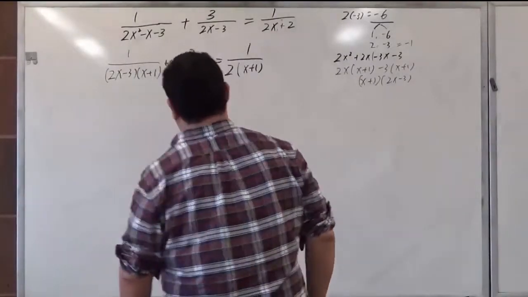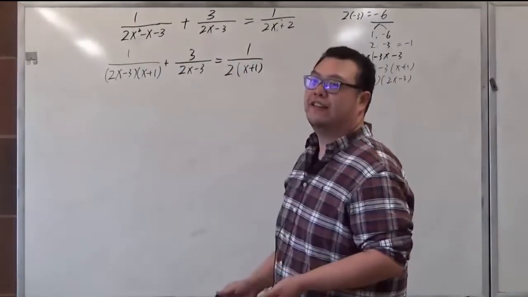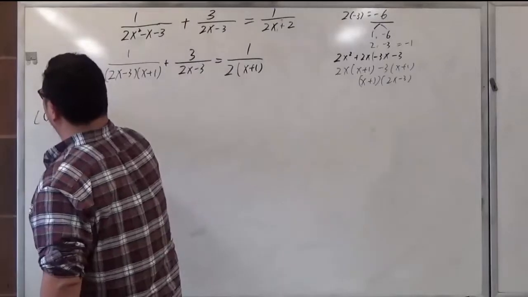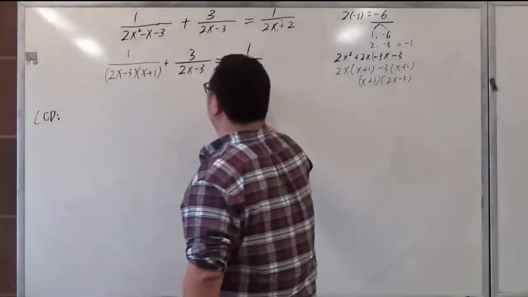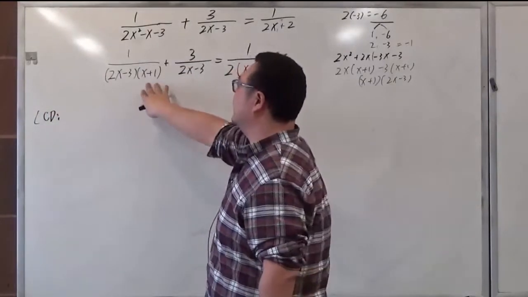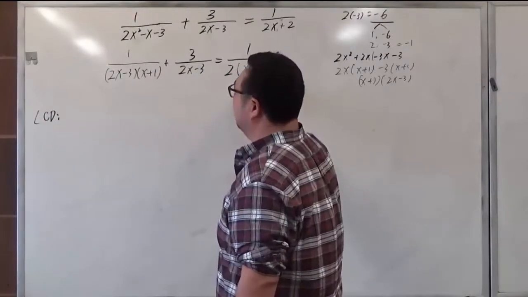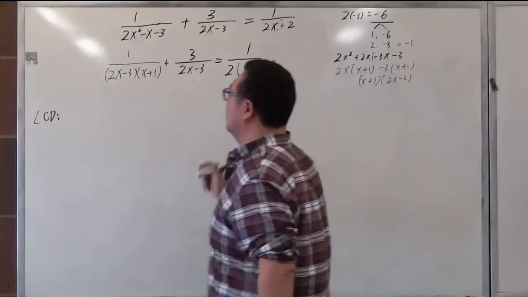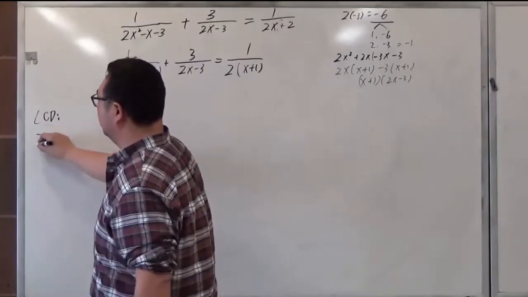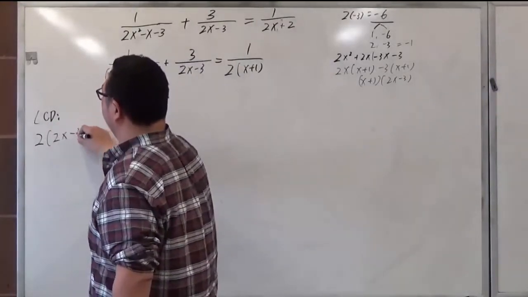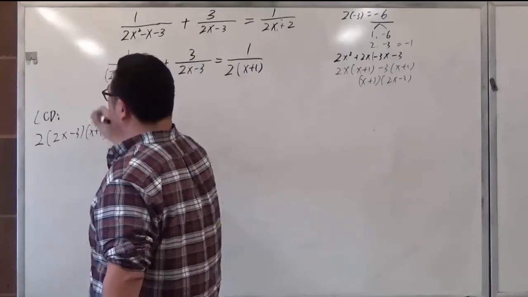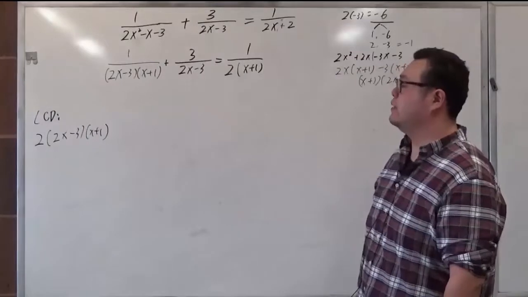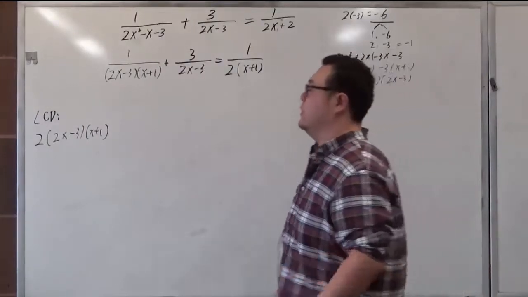Then the next thing is to figure out our least common denominator, our LCD. We take everything we see: 2x minus 3 and x plus 1, with each repeated at most once. We also have the number 2 here, which should also be taken into our LCD. So our least common denominator is 2 times 2x minus 3 times x plus 1.